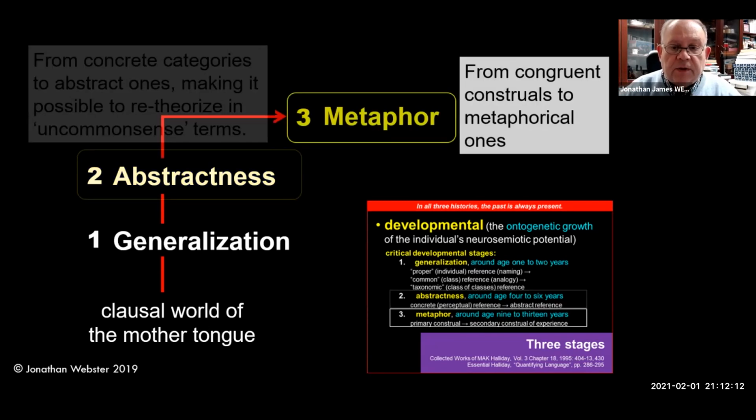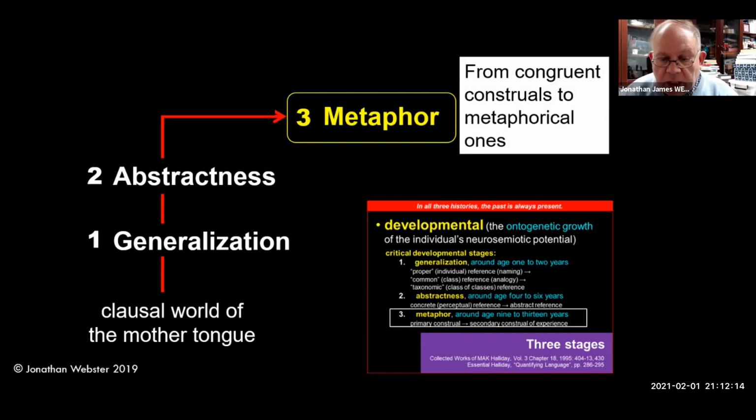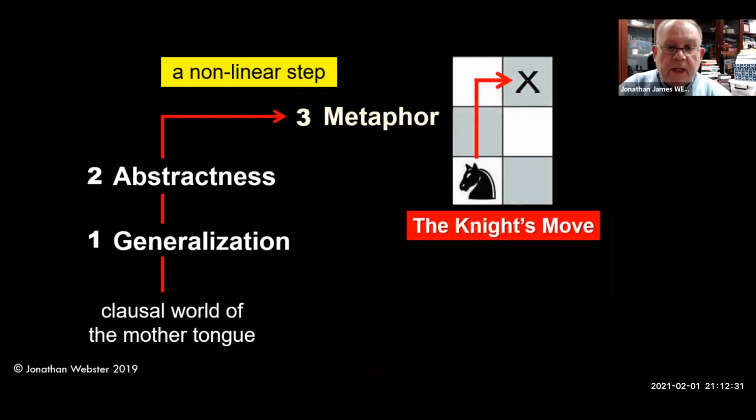Now the next stage comes around age 9 to 13 years, and this is the stage where a child can create metaphors. And the idea of metaphorization, not just the lexical metaphors, but grammatical metaphors as well. Halliday calls this a non-linear step.